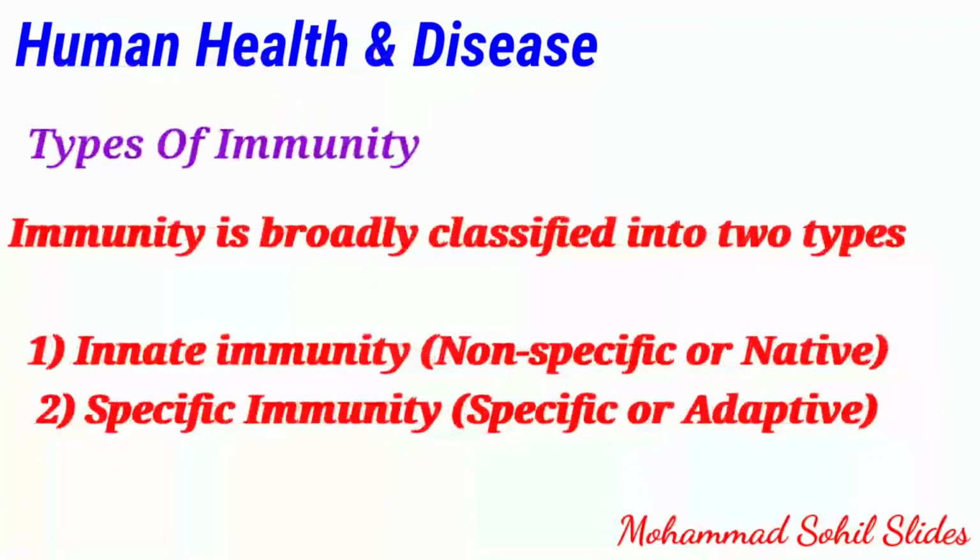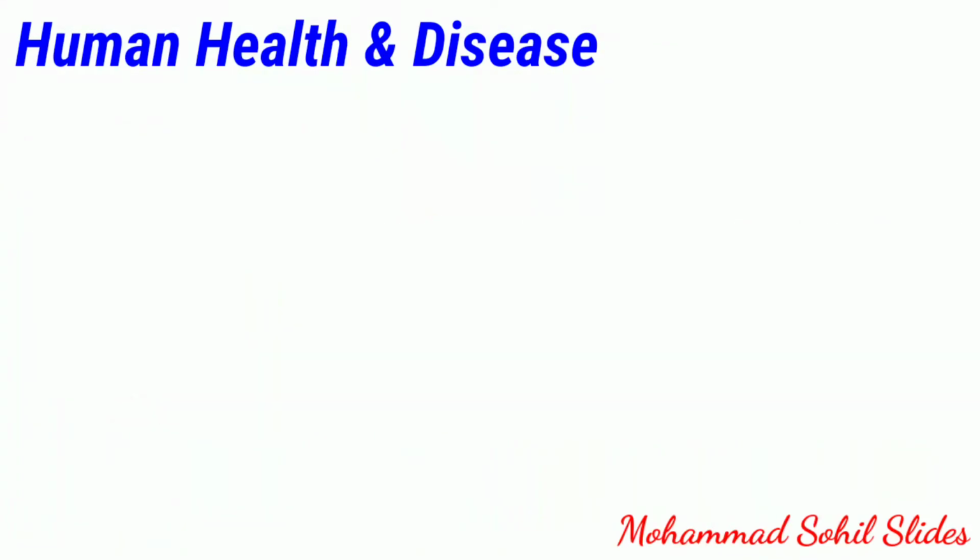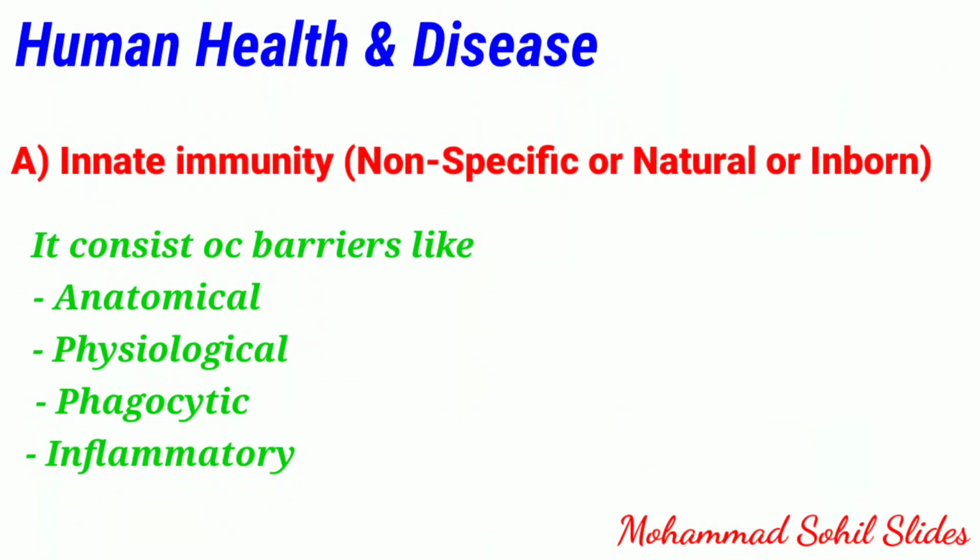Now coming to the different types of immunity. So immunity is broadly classified into two types. Innate immunity, which is also called as non-specific or native immunity. Then second, specific immunity, which is also called as specific or adaptive. Now coming to first type, that is non-specific immunity.